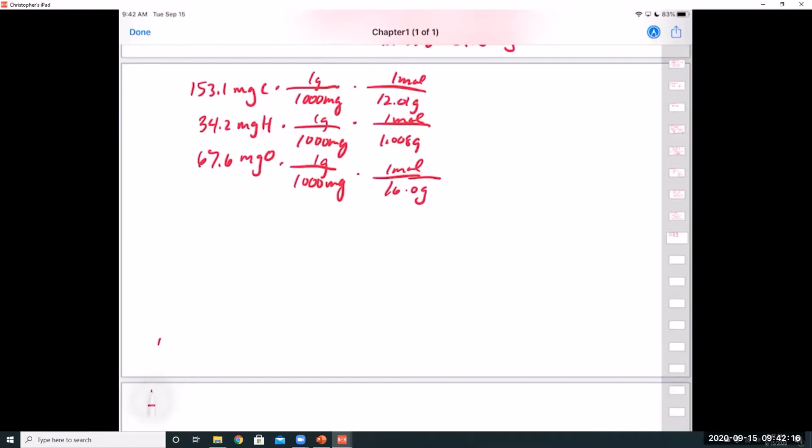All right, and so now you can just get the number of moles. So if I look at my little cheat sheet here, the number of moles of carbon was 0.01275 moles of carbon. You get 0.03396 moles of hydrogen. And you get 0.00423 moles of oxygen. And then now we go through the steps of determining an empirical formula.